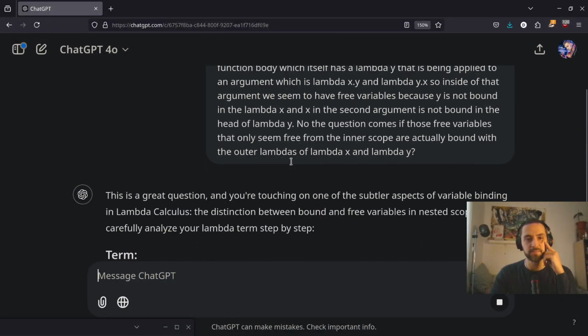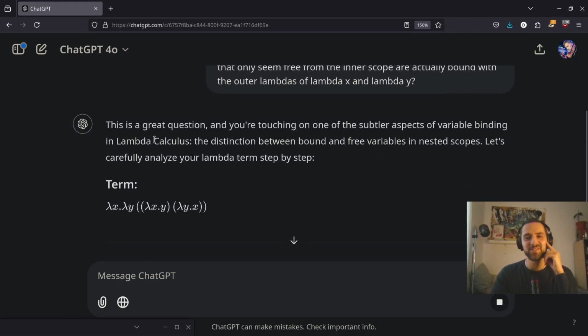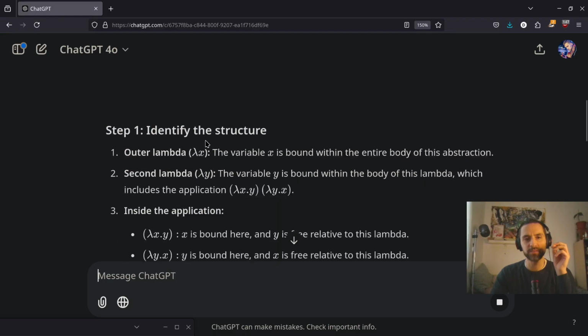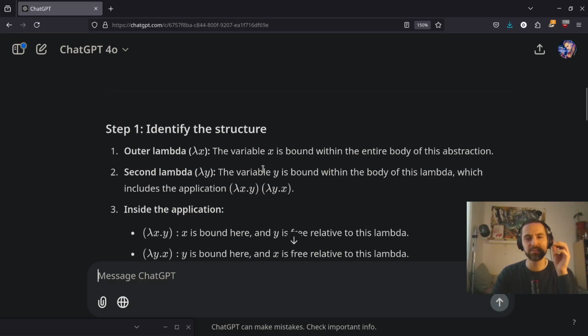That's a long one. This is a great question. And you're touching on one of the subtler aspects of variable binding, the distinction between bound and free in nested scopes. So lambda x, lambda y, lambda xy, lambda yx. Okay. Identify the structure. Outer lambda, lambda x. The variable x is bound within the entire body of this abstraction.